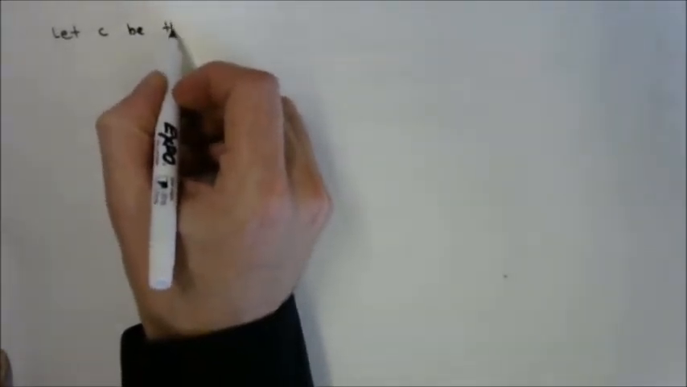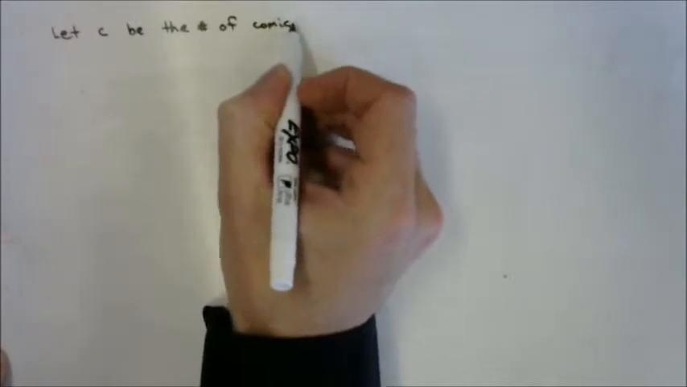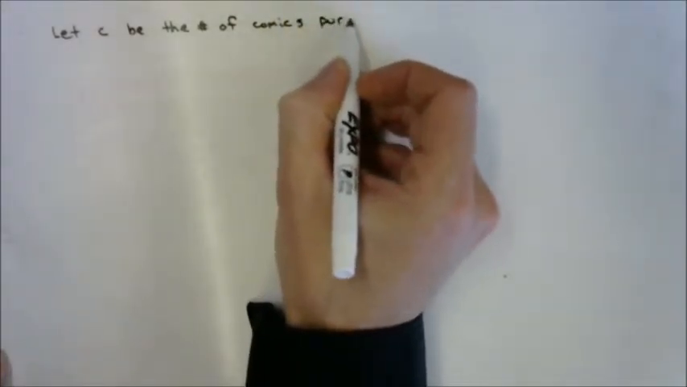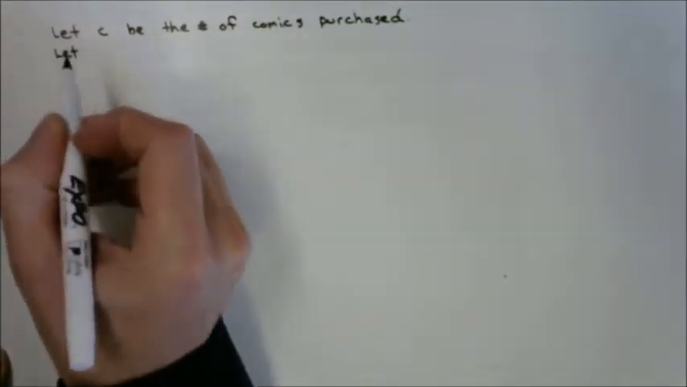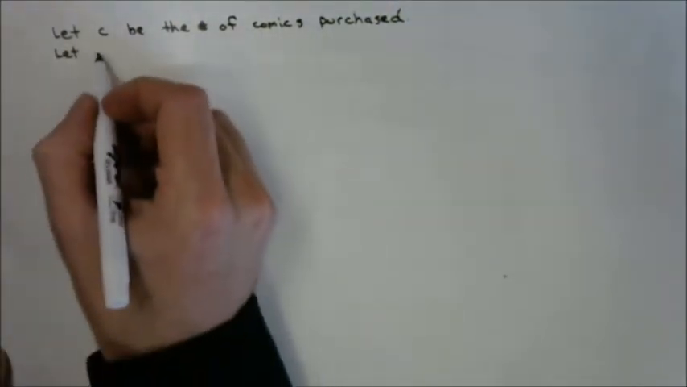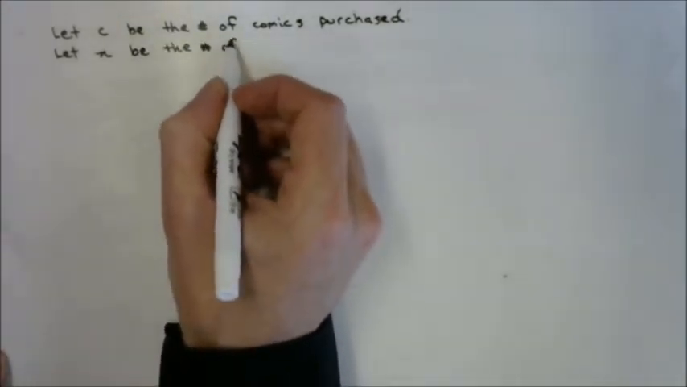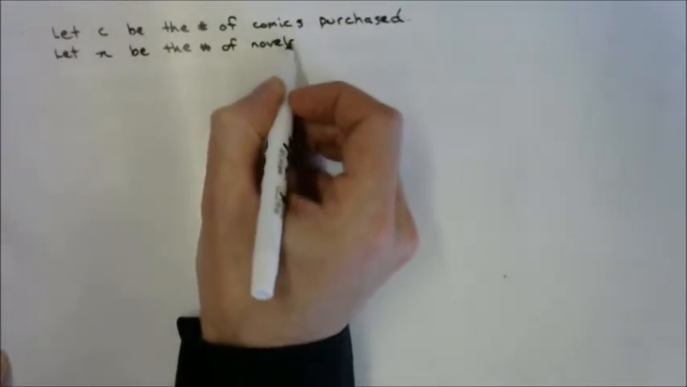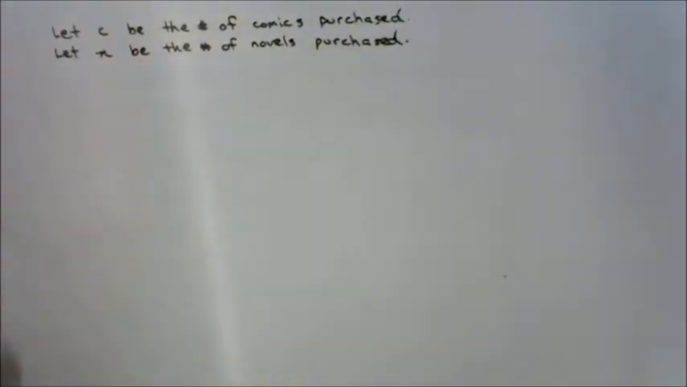C. Let C be the number of comics purchased. Somebody pick another letter. Let N be the number of novels purchased. Okay. Joanne is going to spend $48. Okay?